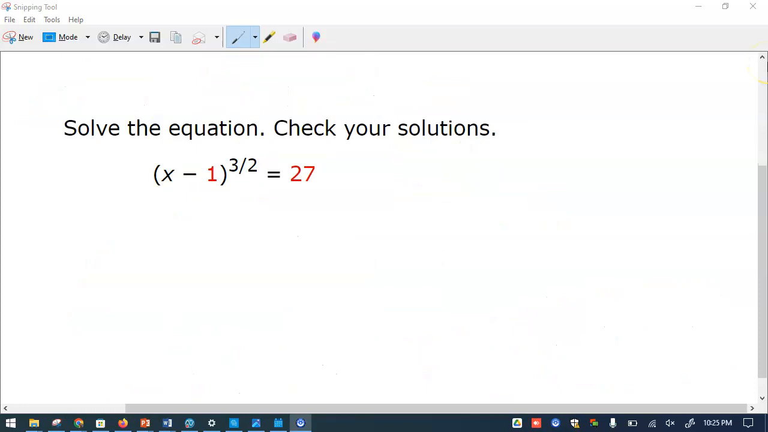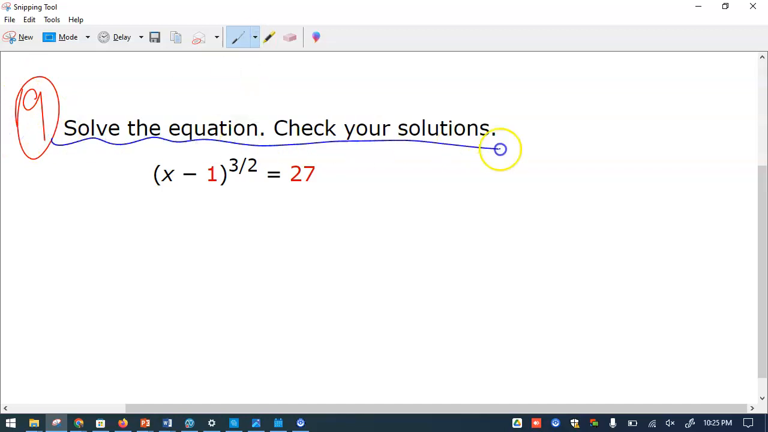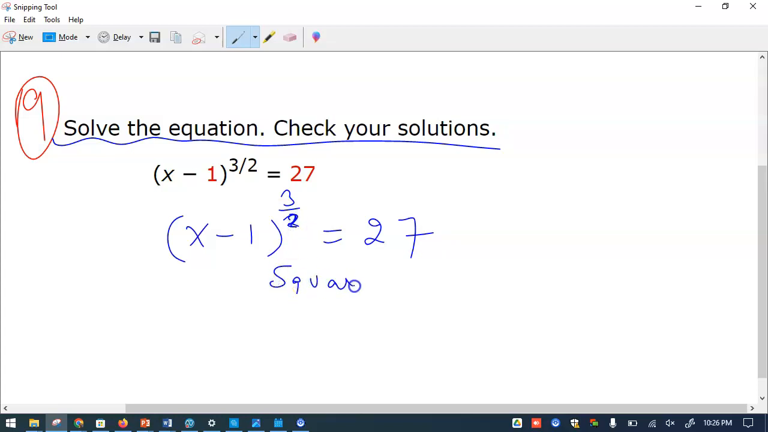Okay, let's see another problem. I think it's example number 9. I forgot which one I'm working on. Solve the equation and check your solutions. Okay, here it is x minus 1, let me write it raised to 3 over 2, and that is 27, right? Because the denominator is 2, what I'll do is square both sides. I don't want that denominator.